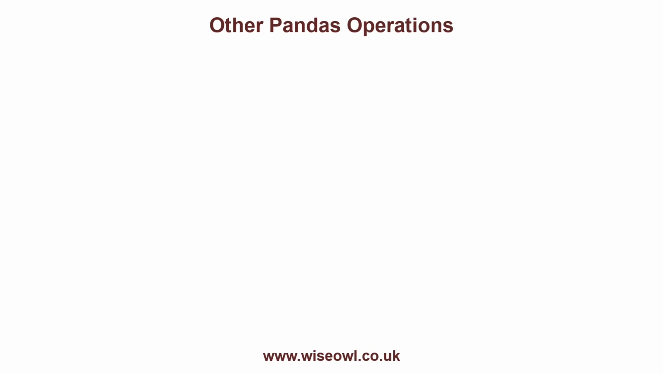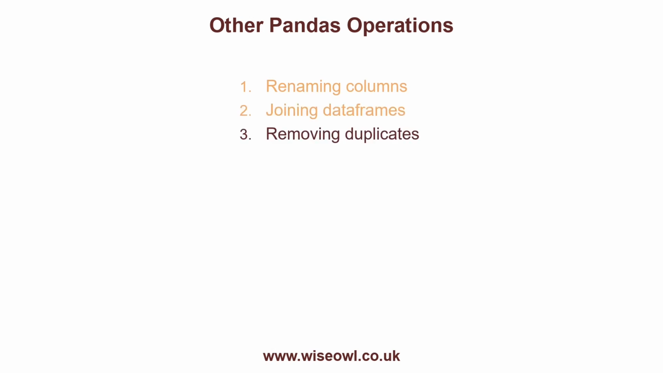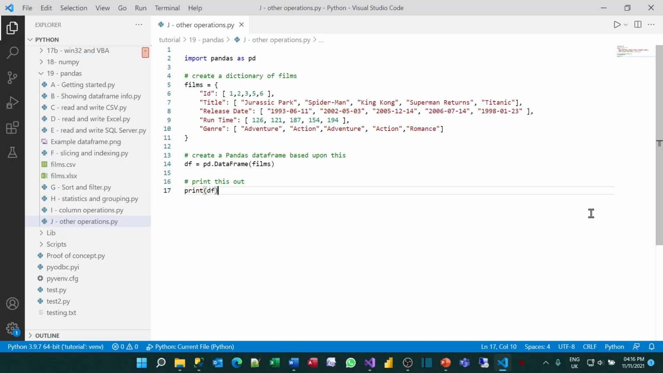Penultimate part of this tutorial, I want to cover some of the other things you can do in Pandas which didn't seem to slot into any other categories. And there's three of them to cover. One is renaming columns. The second one is joining data frames together, so that's like a SQL join statement. And the third thing is removing duplicates from a table. We'll start with renaming columns.